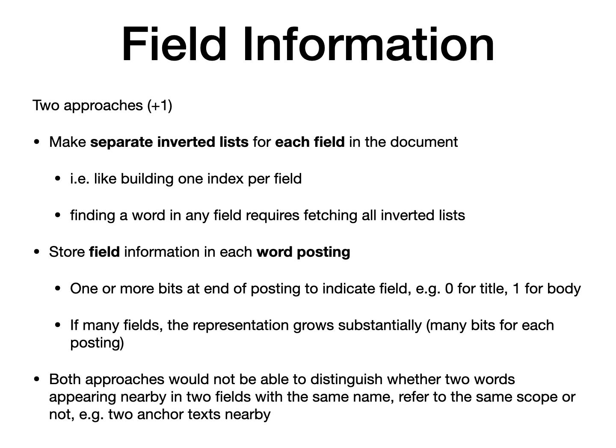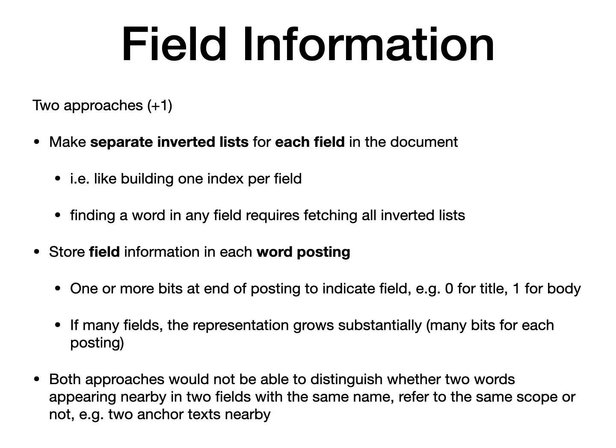There are two main approaches. Well, there is also a third one actually that I will explain in the next slide. The first approach is quite simple. Build separate inverted lists for each field. So one for title, one for h1, and so on. This is somewhat like building one index per field. Then, finding a word in any field means handling all the inverted lists, that is, one for each field.